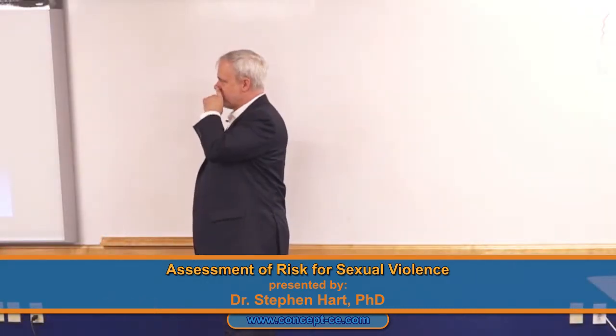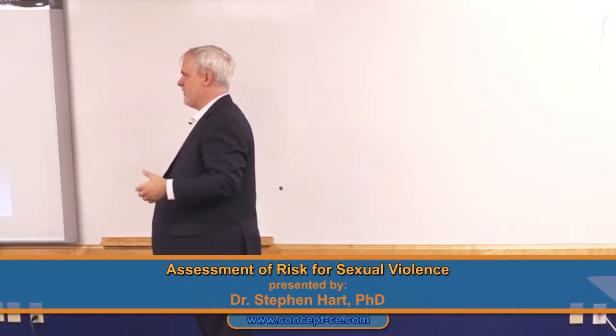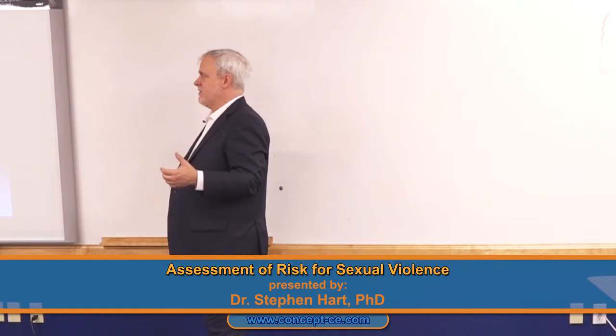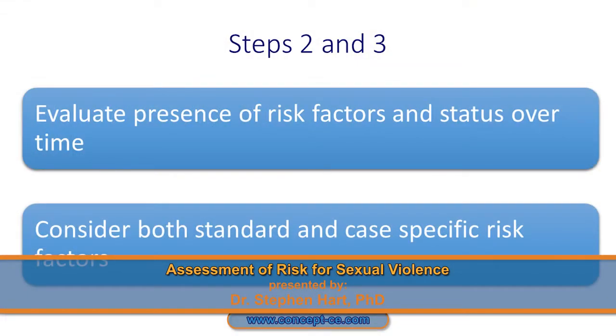What we're going to do now is just finish off the afternoon talking about the SVR-20 and the RSVP, give you a bit of a sense. So I want to introduce the process to you, and then we'll get a chance to go through the manuals. Now we're going to think about the presence of risk factors and how they changed over time. And we're going to consider the standard risk factors, the basic 20, plus anything else.